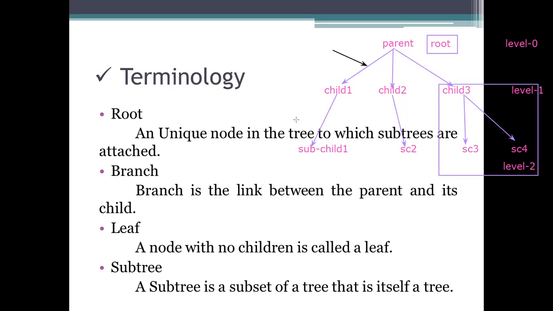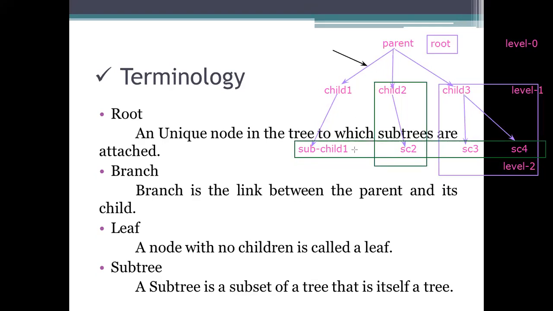So in this presentation, if we see, this last level will be considered as the leaf nodes, or the leaves of this tree. Okay. Next one, subtree. As I said, this one will act as a subtree. This one also and this one also will be specified as a subtree.